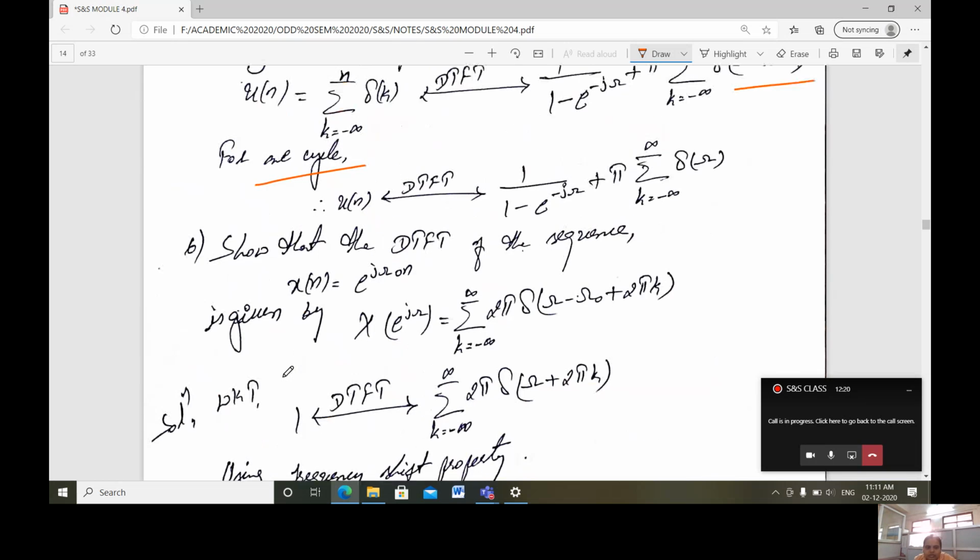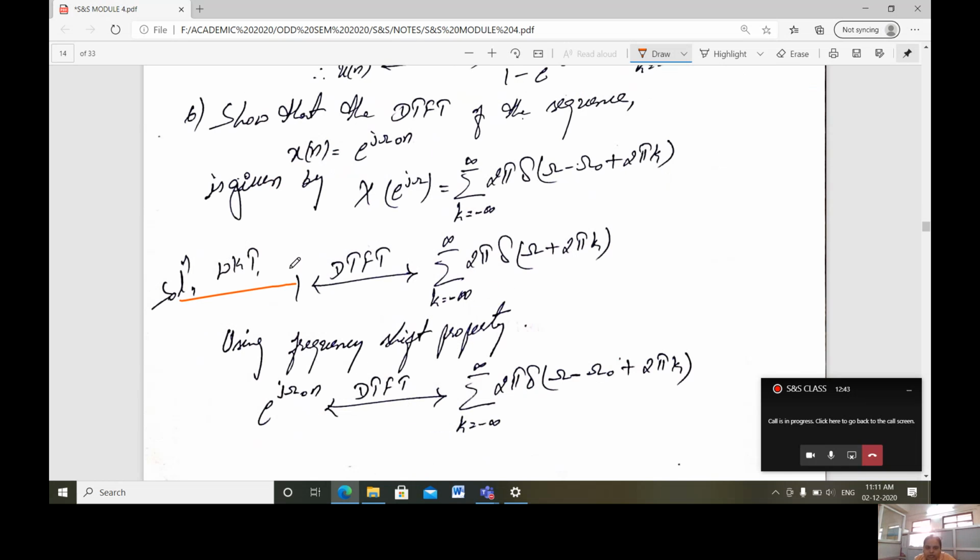Next problem is to show that the DTFT of the sequence x of n is equal to e raised to j omega naught n is given by X of e raised to j omega, that is equal to summation k varying from minus infinity to plus infinity 2 pi delta of omega minus omega naught plus 2 pi k.